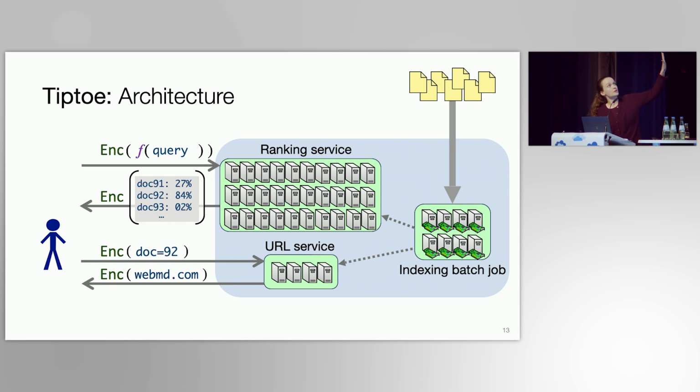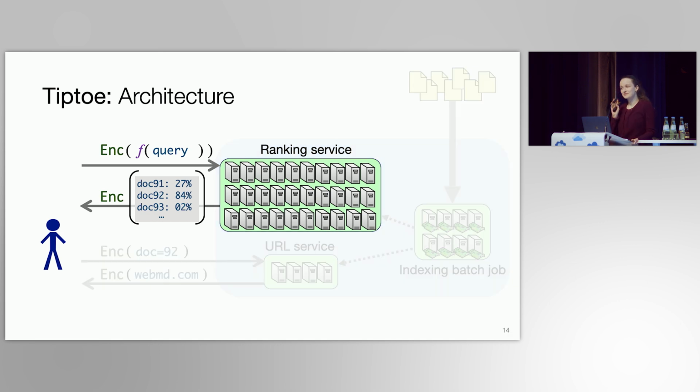So our user here is going to first interact with the ranking service. It's going to send up some encryption of its query, and what it's going to get back is the encrypted relevance scores of some number of documents in the corpus. And so at this point, our user can determine what the best matching document is. Here that would be document 92. And so then our user can interact with the URL service to privately fetch this document's URL.